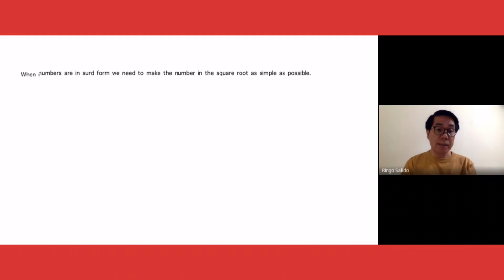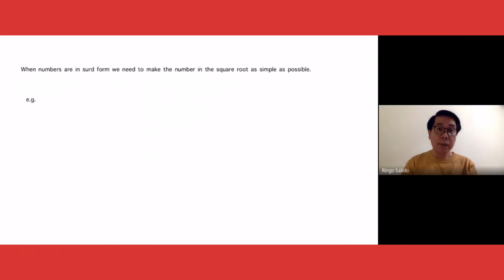When numbers are in surd form, we need to make the number in the square root as simple as possible. Example: square root of 48.